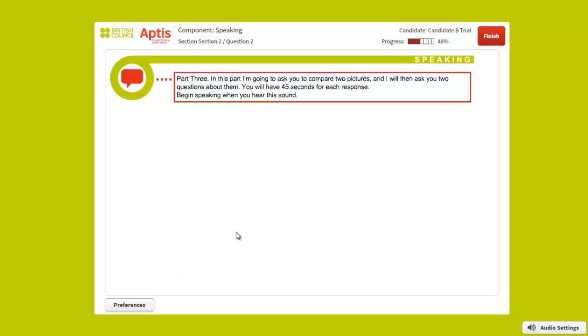Now we will move to Part 3. In this part, I'm going to ask you to compare two pictures, and I will then ask you two questions about them. So you have to listen. You will have 45 seconds for each response. Begin speaking when you hear this sound. Yeah, after hearing the sound, you have to start.